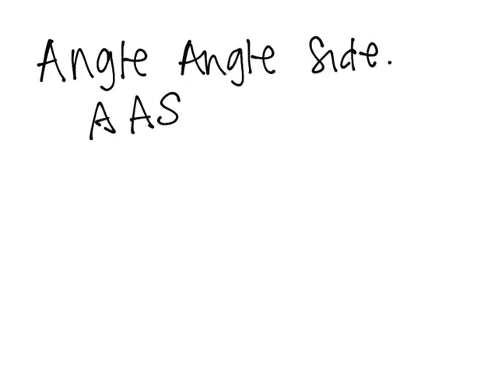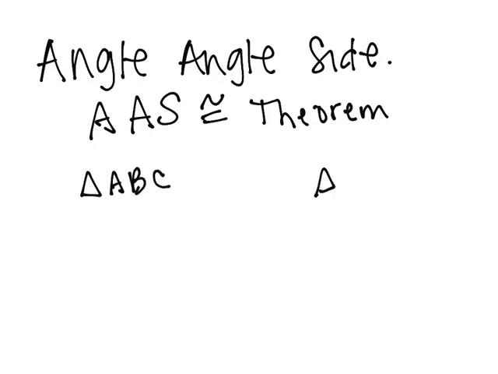The next rule is angle, angle, side, right? AAS, congruence theorem. We again have our two triangles, ABC and DEF.